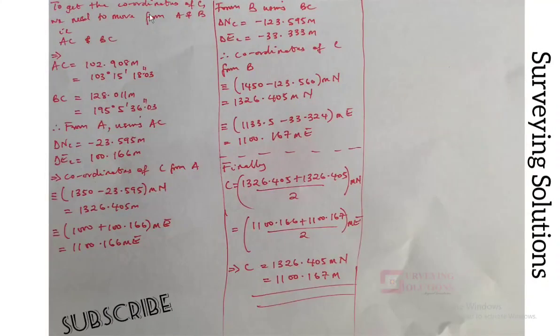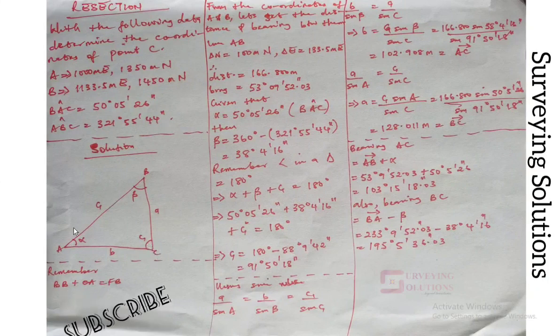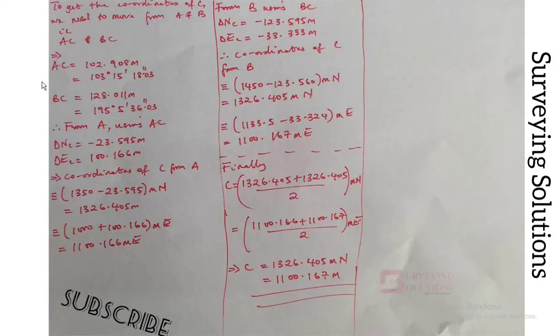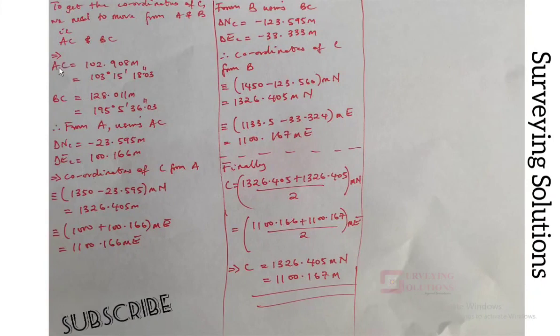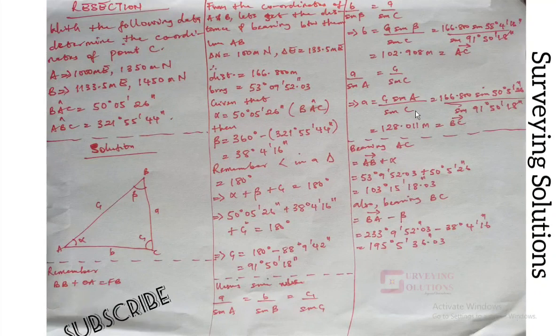Good. To get the coordinates of C, we need to move from A and B. That is AC and what? BC. This is what we mean. To get the coordinates of C, we need to move from A and B. That is AC and BC. So we are going to get two coordinates, which will now be averaged, right? By AC, we already know our distance and the bearing. And then by BC, we already know our distance and the bearing, right? We actually computed them earlier. This is the distance, and this is the bearing. Then the distance of BC is this, and this is the bearing of BC, right?